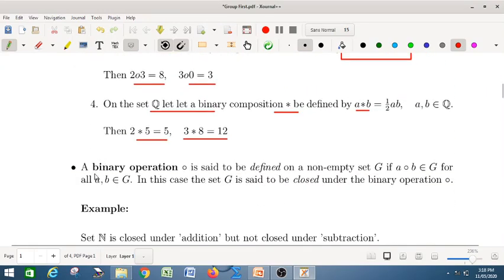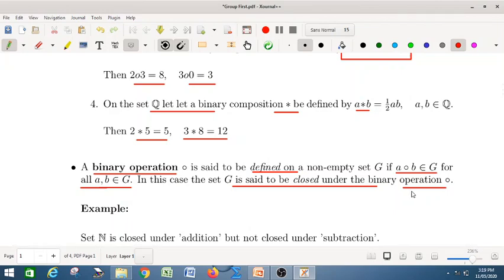Now we say a binary operation or composition circle is said to be defined on a non-empty set G if A circle B belongs to G for all A, B belonging to G. Not for one or two elements, but for all elements, this property holds. In this case, the set G is said to be closed under the binary operation circle. Otherwise, not closed. So if for all elements the composition belongs to G, then G is closed under the binary operation circle.